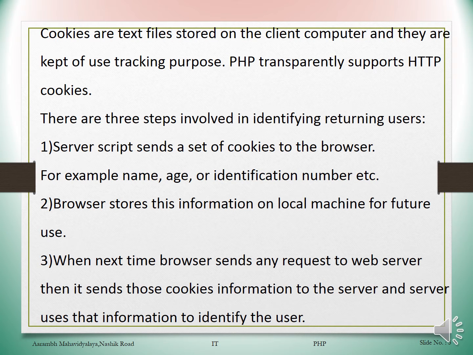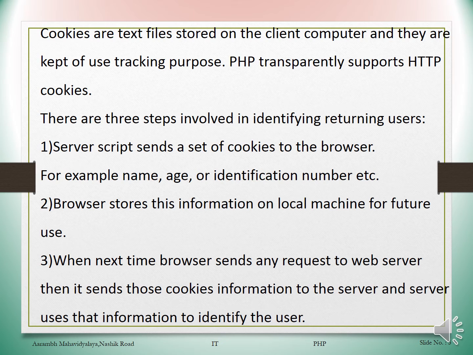You may be familiar with the concept of cookies or may not be. Cookies are text files stored on the client computer and they are kept for tracking purposes. That means these cookies are nothing but simple text files used for tracking. PHP transparently supports HTTP cookies. There are 3 steps involved in identifying returning users. First step, the server script sends a set of cookies to the browser, for example name, age or identification number, etc.